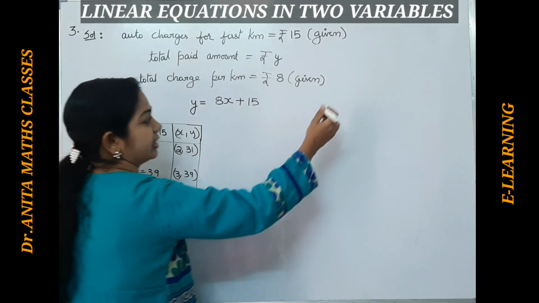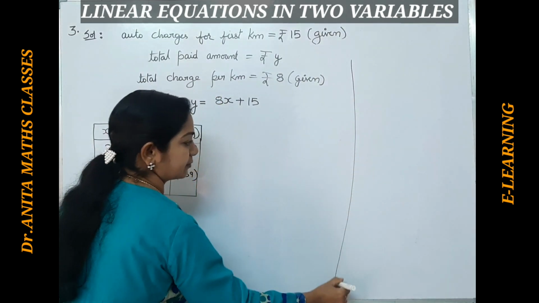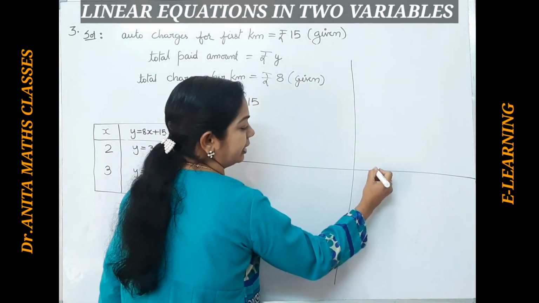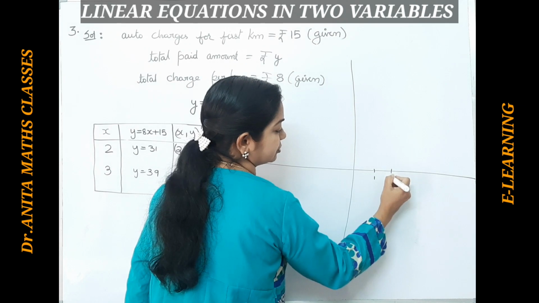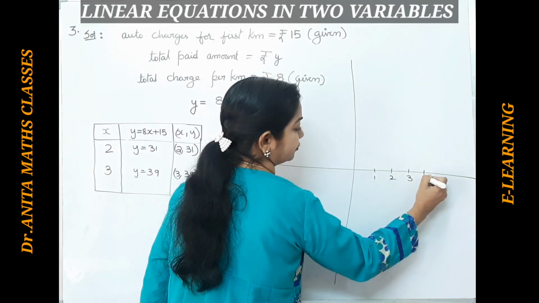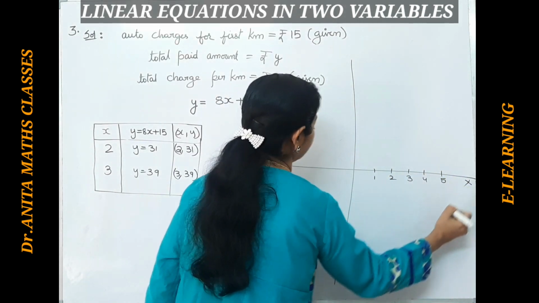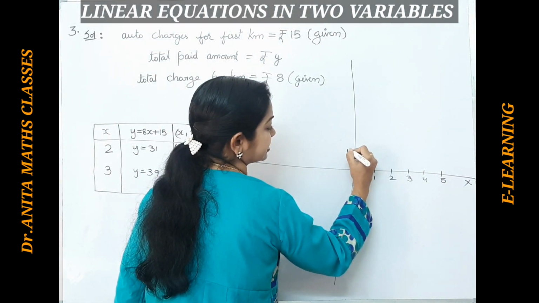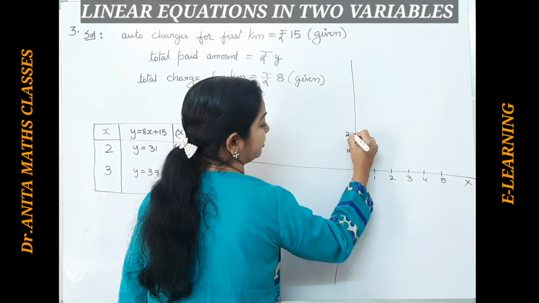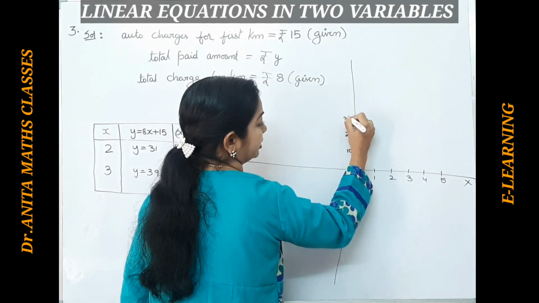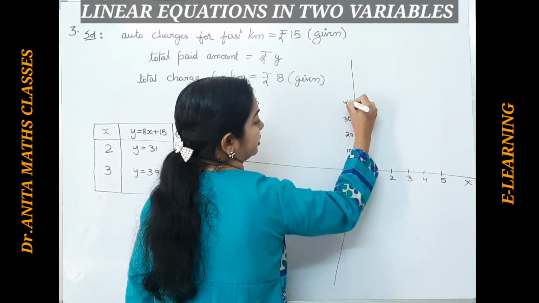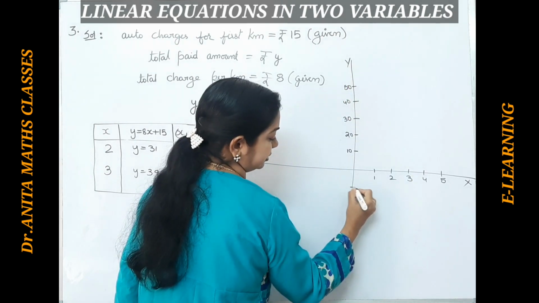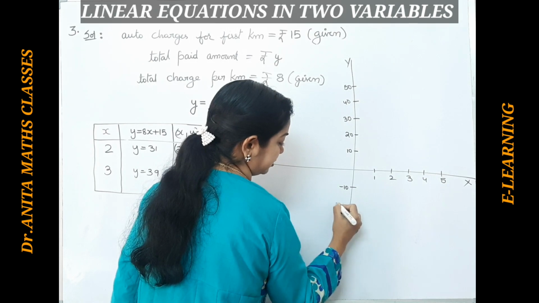Now we will plot the graph. Let me take on the x-axis 1, 2, 3, 4 and 5. Here for x we have 2 and 3 only. Now on the y-axis we will be taking 10, 20 because the values are more, 30, 40 and 50. So this is the y minus 10.